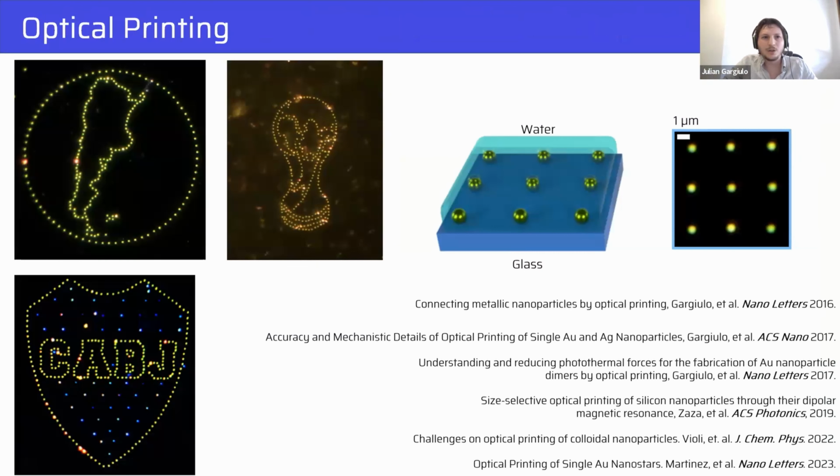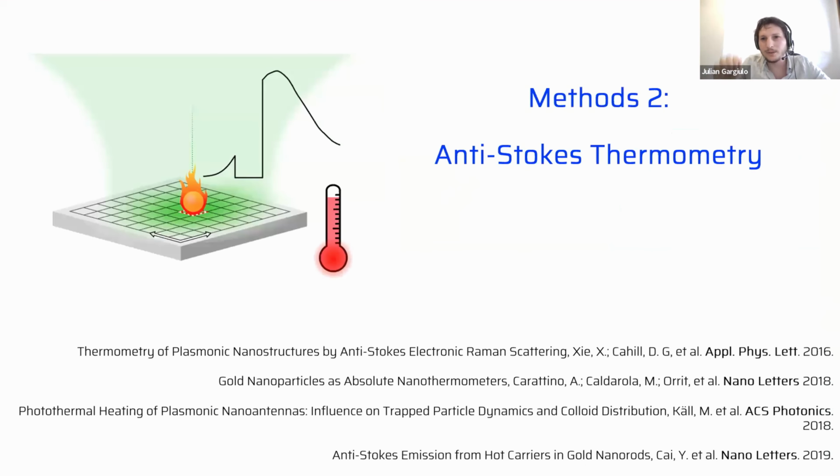Now that I've shown this, I need to go to the second method, which is a thermometry that works at the single particle level. This method is called anti-Stokes thermometry. It wasn't my idea or our idea. It was inspired by excellent papers, and many of these papers belong to the groups of the organizers of this webinar. So I also thank them for the inspiration.